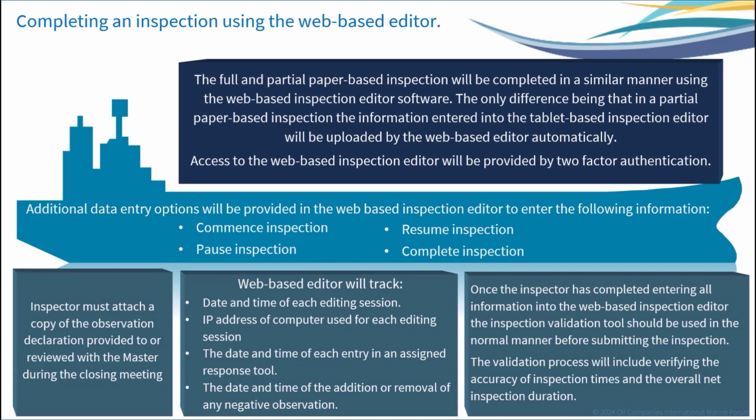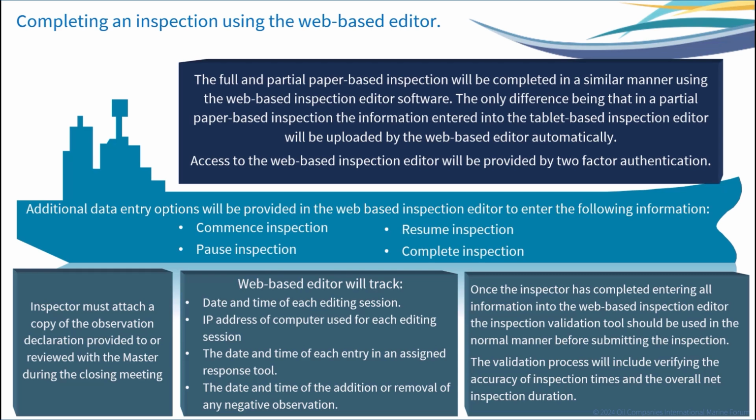All full and partial paper-based inspections will be completed using the online web-based inspection editor software. The only difference being that in a partial paper-based inspection, the information entered into the tablet-based inspection editor will be uploaded by the web-based editor automatically. This will be done by selecting Return to SIRE from the menu. This will take the inspector to their SIRE inspection list screen, and all information that had been entered until this point will be saved. After this, the inspection can only be accessed by one editor. Once the inspection has been accessed using the online editor, the tablet editor can no longer be used.